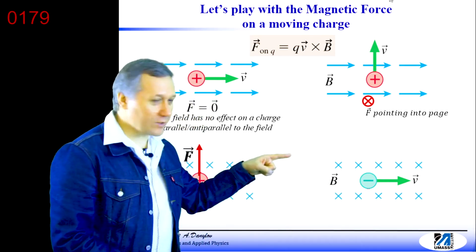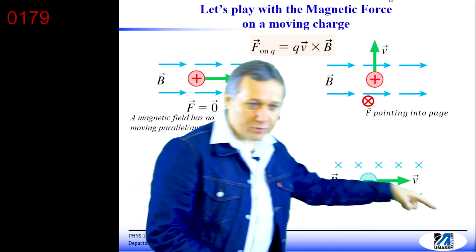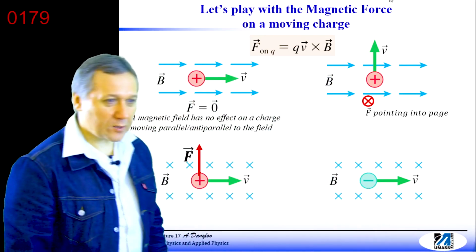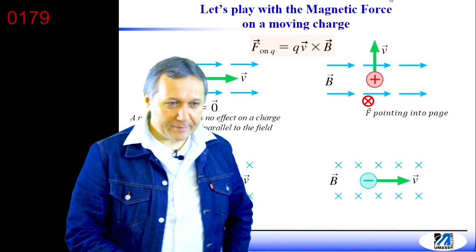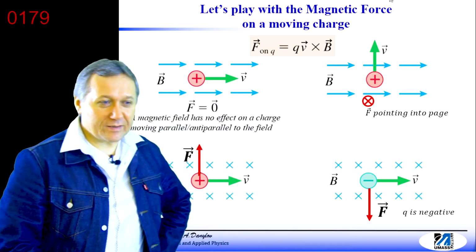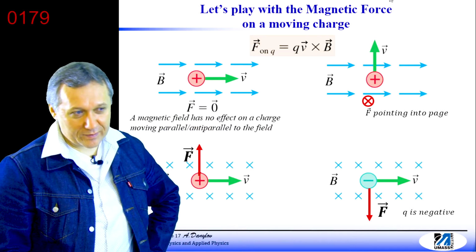And of course, this charge will fly kind of downward, slightly. So some parabolic motion will be a more complicated trajectory. But anyway, in this case, the magnetic force points down.